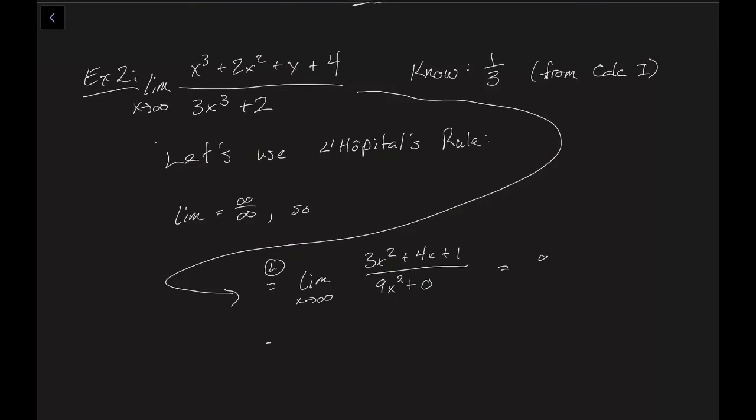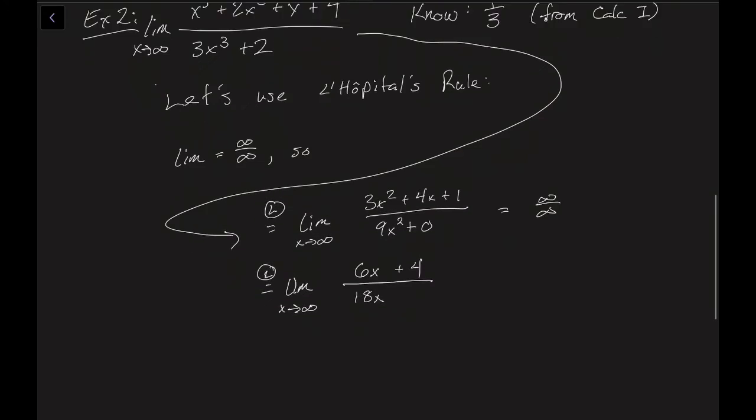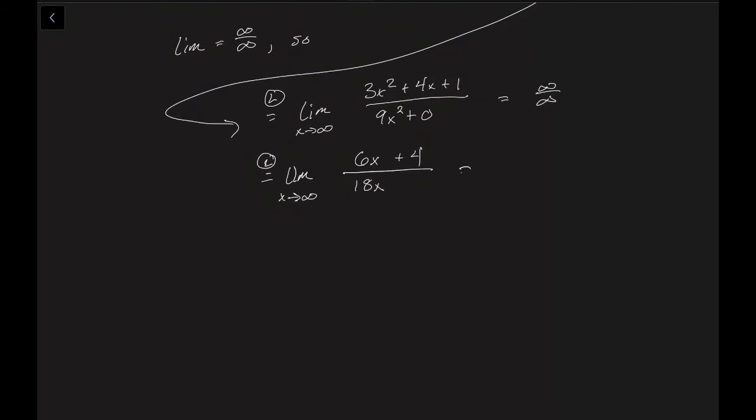And now when we use L'Hopital's again, we're going to get 6x plus 4 over 18x. We take the limit as x approaches infinity again, and we get infinity over infinity. So taking the limit one more time, using L'Hopital's rule one more time, we get 6 over 18, and the limit as x approaches infinity of 6 over 18 is just 1/3, which is what we knew all along.